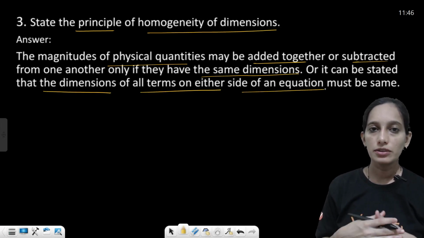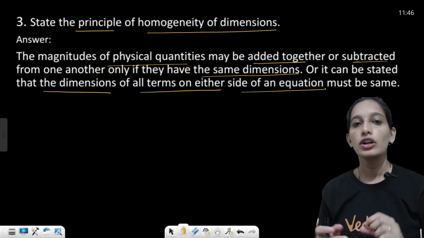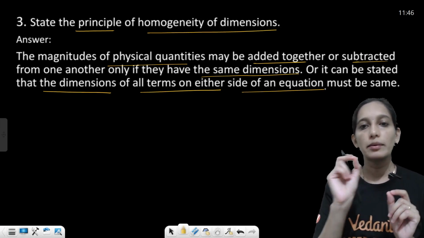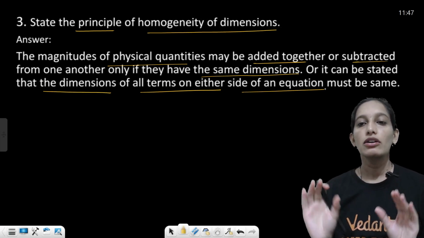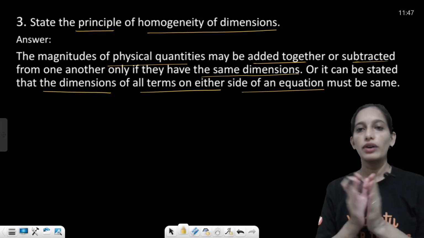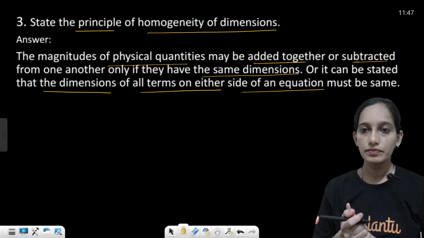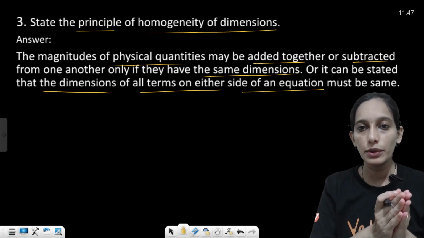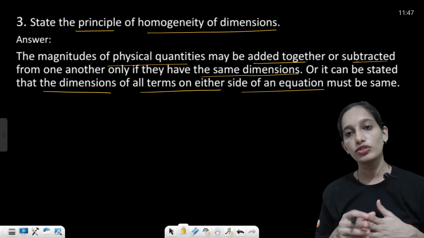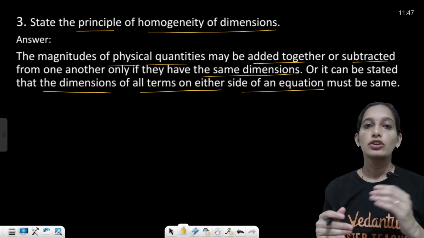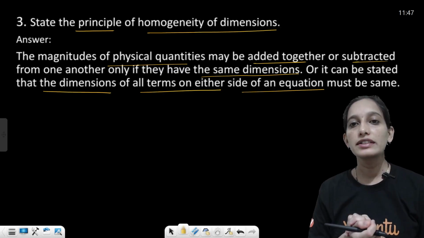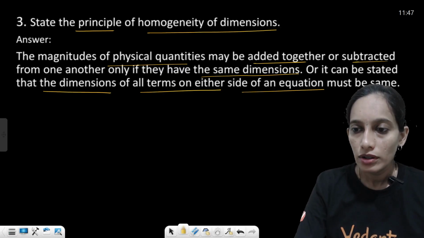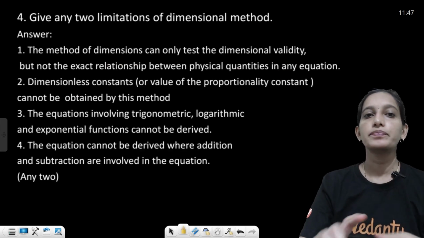In other words, how can we state the principle of homogeneity? The dimensions of all the terms which are separated by a plus or a minus, or where there is an equal symbol, should have the same dimension. Or we can also say the dimension on the left hand side of the equation must be the same as the dimension on the right hand side of the equation. This is what is called the principle of homogeneity. Is that clear? So moving to the next question.